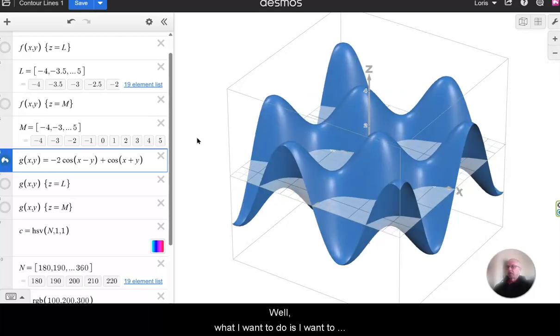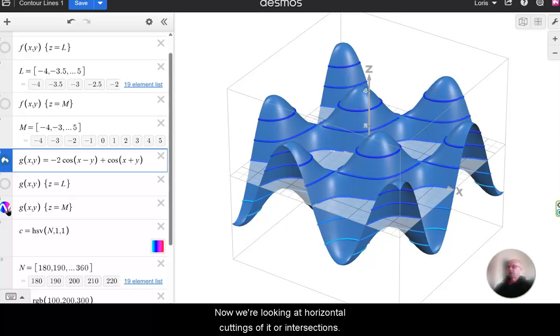Well, what I want to do is make the contour lines of it. So I'm going to make a list. M equals negative 4, negative 3, all the way up to 5. This is how you make a list. And then I'm going to write my g of xy with z equals m. The z values, now we're looking at horizontal cuttings of it, or intersections.